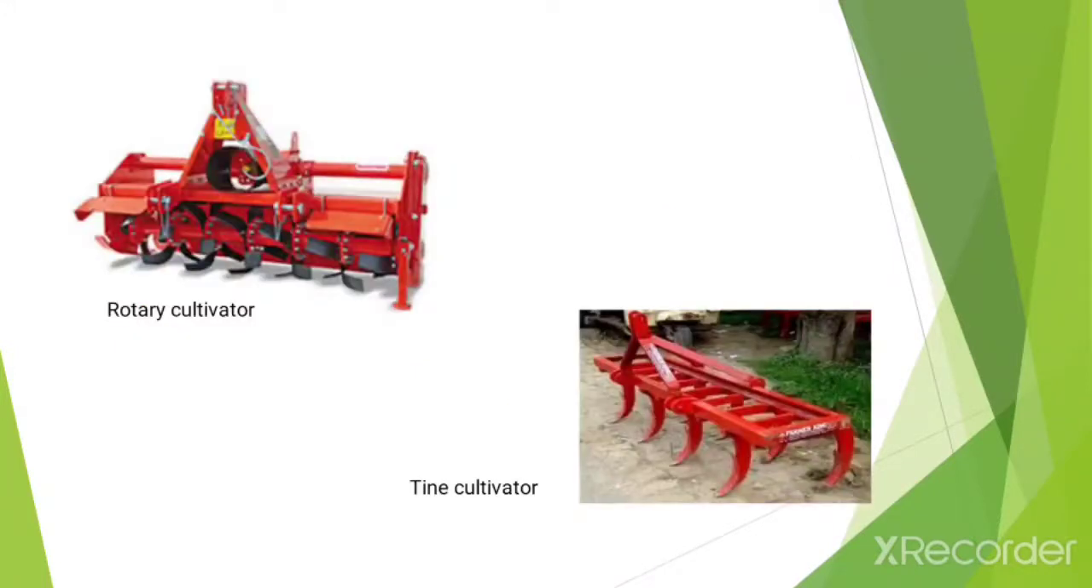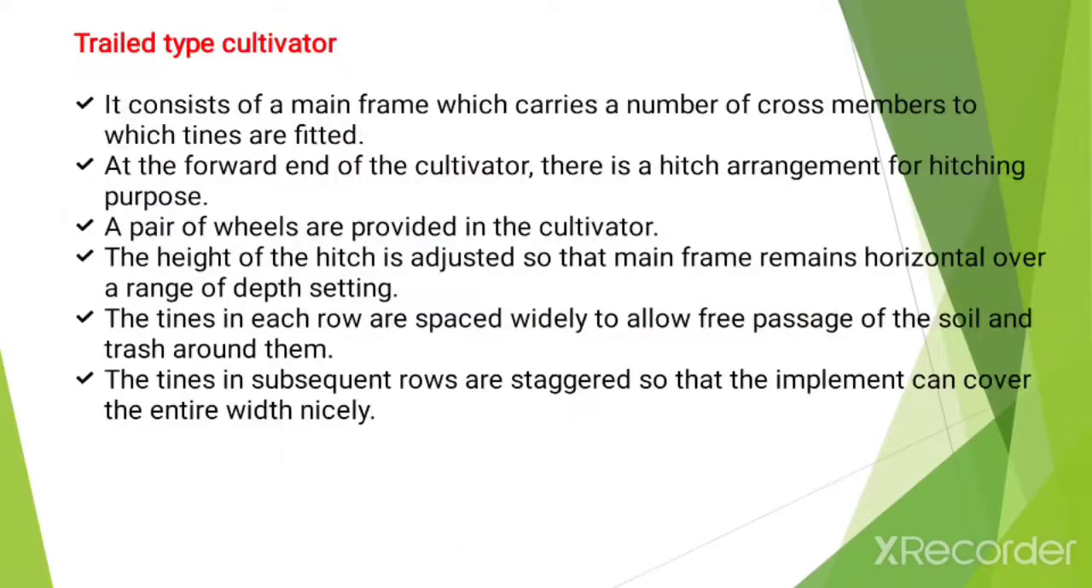Now this is a rotary cultivator. We know the rotavator is also one example of a cultivator. And this is a tine cultivator, which has the tines and also shovels. Then the trailed type cultivator.